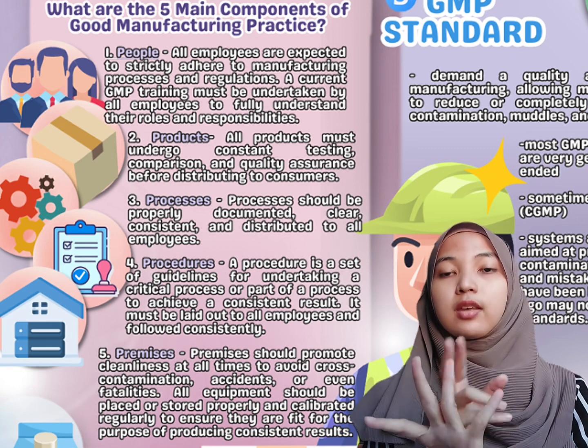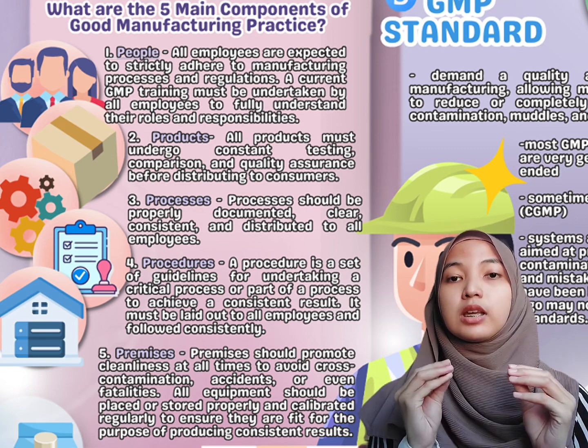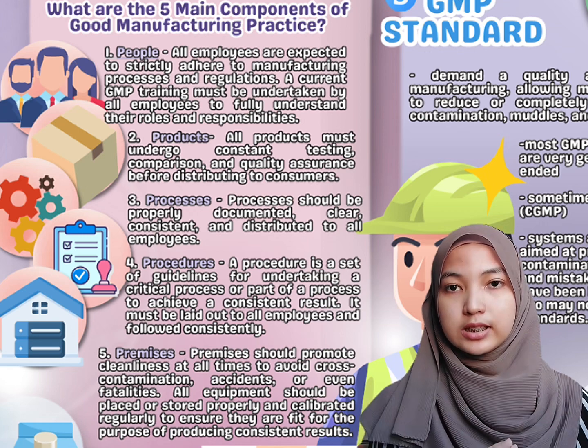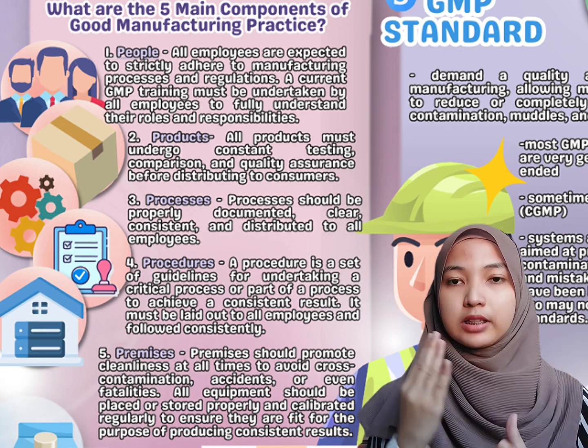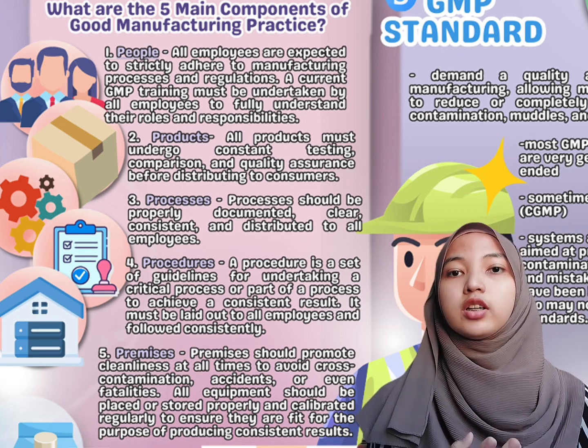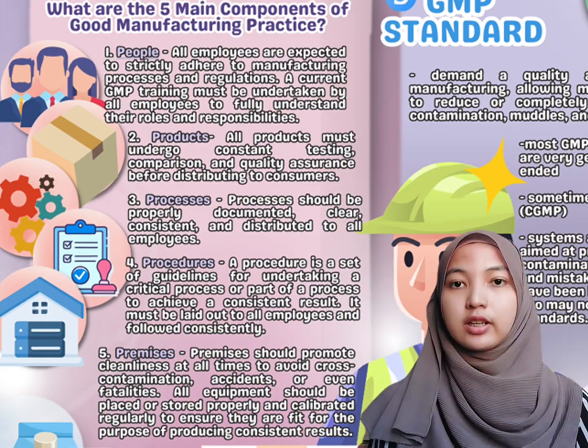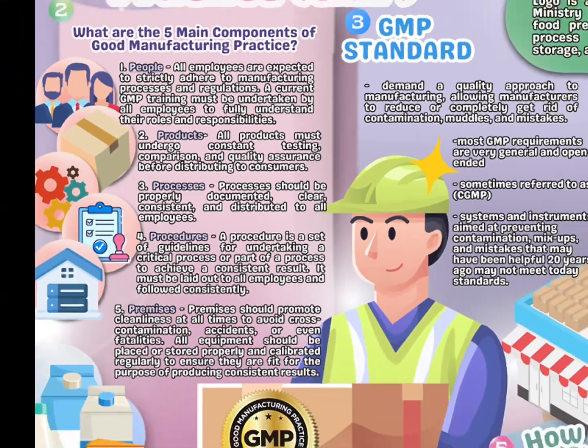And lastly, the fifth P is premises. Premises need to be clean all the time to avoid any cross contamination, and the equipment used must be properly stored and calibrated frequently in order for the products to get an accurate and consistent result.